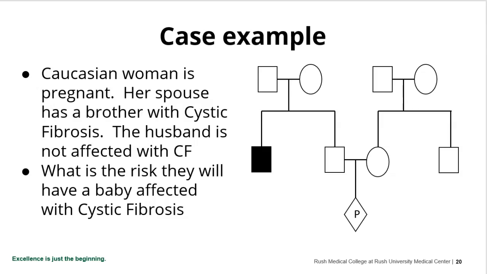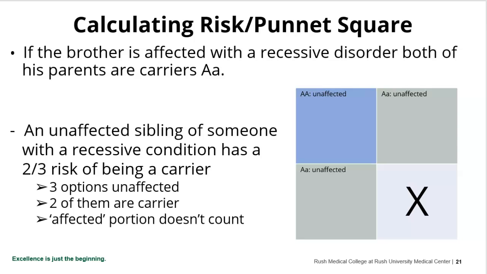So a Caucasian woman is pregnant. Her spouse has a brother with cystic fibrosis. The husband is not affected with cystic fibrosis. What is the risk they will have a baby affected with cystic fibrosis? So, it doesn't matter if I use CF or any other recessive disease. What does it mean for his brother to be affected? That means both of his parents are carriers. So if you have an affected child, both of the parents are carriers.